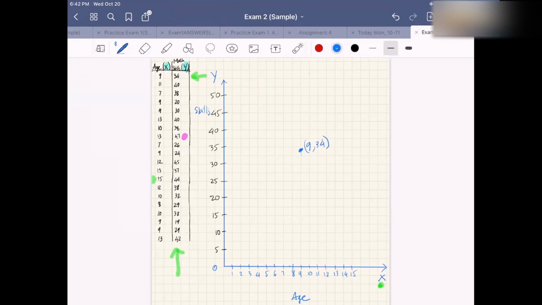And then the next point is 11, 40. So you look at the 11 on the x-axis first, 11, okay? And then 40 is right here, right? So if you go all the way to the right, and then from the 11, you go up, here is where the two values meet, 40 and 11. So this will be 11, 40, okay?